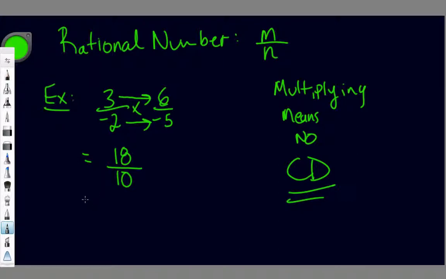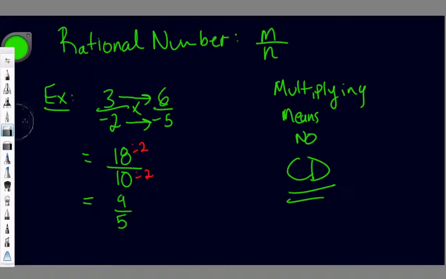Straightforward. Now, you might have a teacher who wants to do this in reduced form, so I'll just look at what both of these are divisible by. They're both divisible by 2, so we can do that. And then that leaves me with 9 over 5, and then we're done, because that's as far as it can be reduced. So that's a perfect example of how you multiply rationals. Straight across, no common denominator.